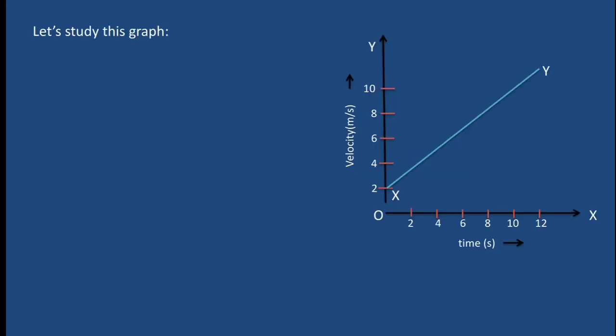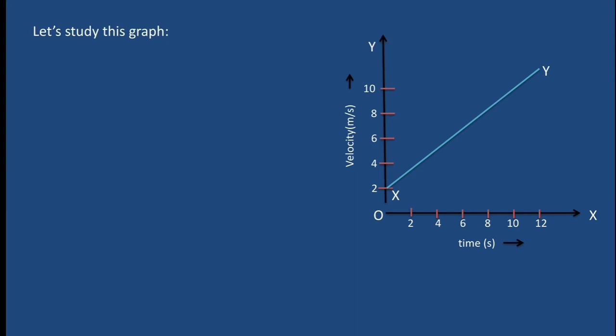So before starting the lesson, let us try to study this graph. Now as you see in this graph, time is represented along the x-axis at an equal time interval of 2 seconds, and velocity is represented along the y-axis at an equal interval of 2 meter per second. It means that we can say that this is a velocity time graph. So velocity time graph is that graph in which change of velocity with respect to time is studied.